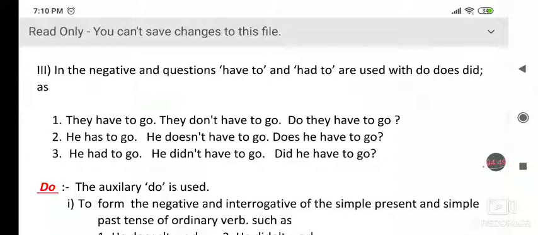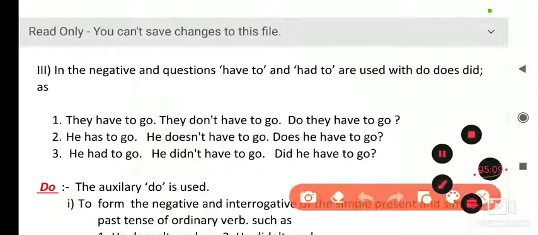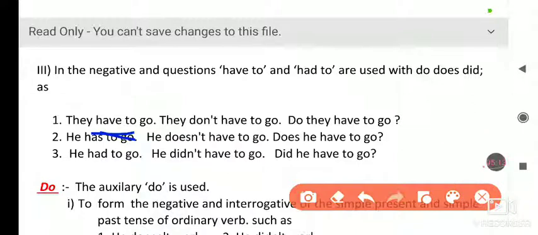In negative and question sentences, have to and had to are used with do, does, and did. Okay, for example, they have to go. In this sentence we used have to with the present base form of the verb go.